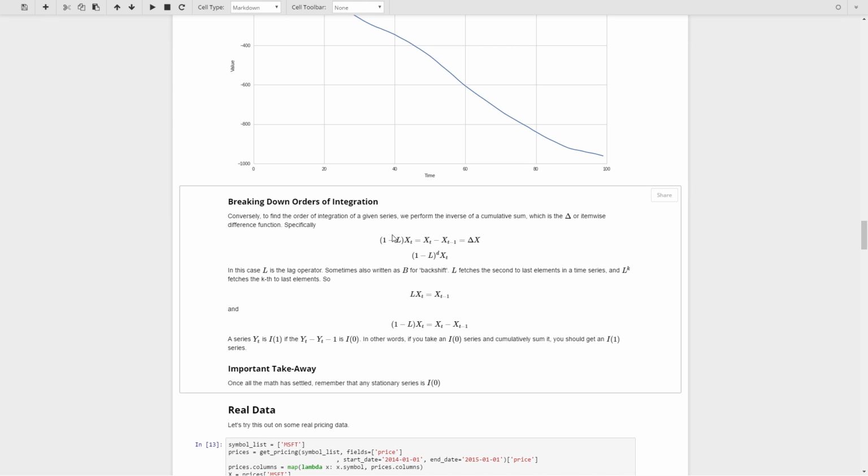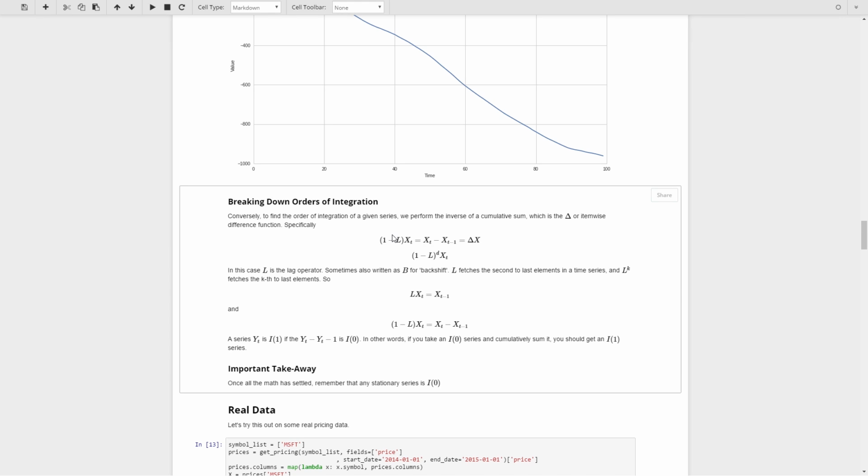Now, this isn't super important. It's some somewhat obtuse mathematical notation. What's really important to take away from this is this notion of first order differencing. So if we have an integrated of order n time series and we take the first order differences n times, then we're going to be left with a series that's integrated of order 0.